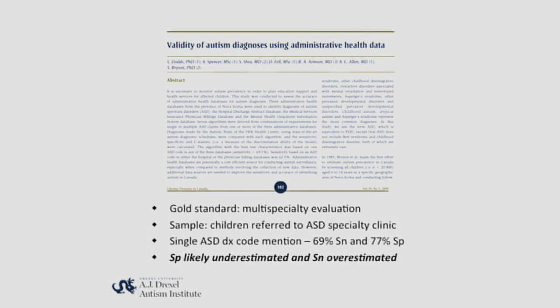And they found that they were able to have a claims-based definition, and what they settled on as the best was just a single diagnostic code of autism in the administrative records. And that had a 69% sensitivity against the multi-specialty evaluation and a 77% specificity.